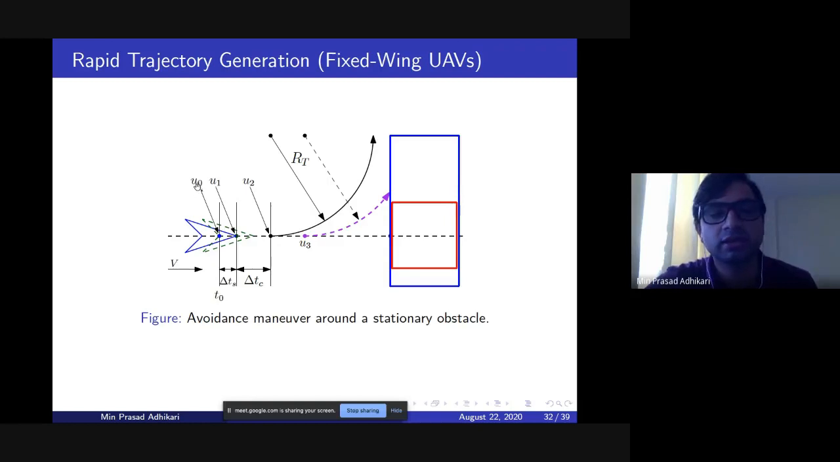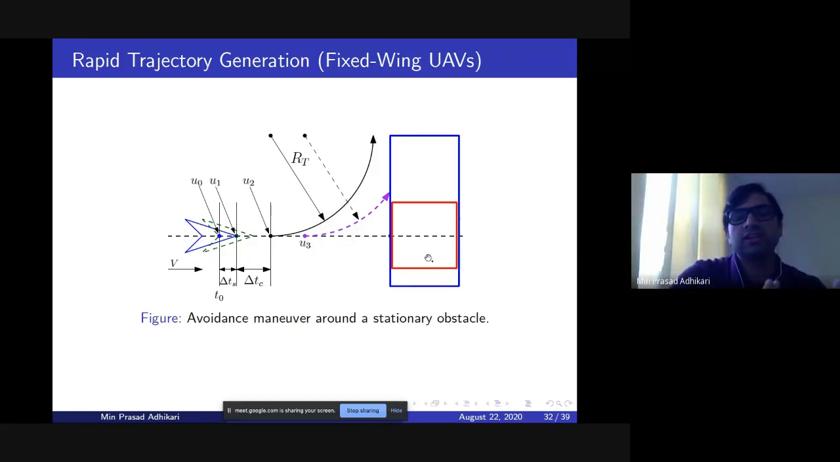Let's suppose at the point U0, there is a sensor on board, let's say stereo vision, and you can detect an obstacle at this point. Delta TS is the processing time for the sensor to say that there's an obstacle. Once you are sure there's an obstacle, you have to avoid it, so you pass that information to the trajectory generation solver. If that takes delta TC time to compute the controls, then you still need this radius for turn, RT, to avoid the obstacle.